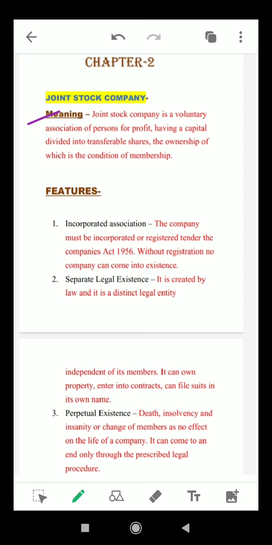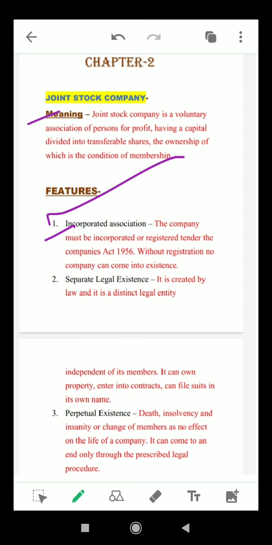Then we have here the features. Number one is incorporated association. So the company must be incorporated or registered under the Company Act 1956. Without registration, no company came into existence. That means this joint stock company has to register itself under the Company Act 1956. Yes, if they do not register, there will be no existence of their company.